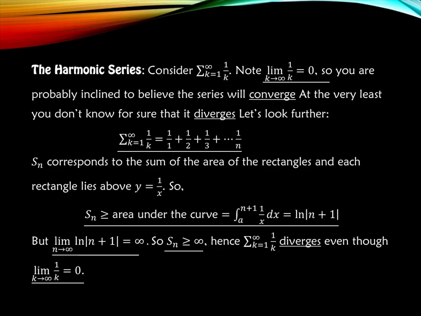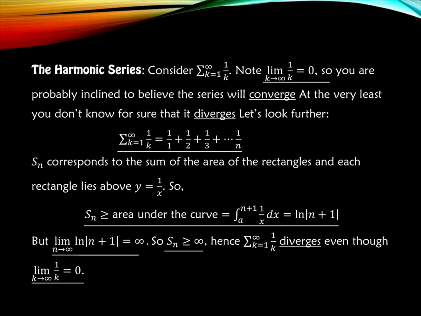Notice the limit is 0 of the sequence, right? The sequence 1 over k's limit is 0. So you're probably inclined to think that the series would converge, or at the very least, we're not able to use a divergence test and say we know it diverges, right? The divergence test we talked about last time. If the limit goes to 0, it may converge. So we're going to look at this further.